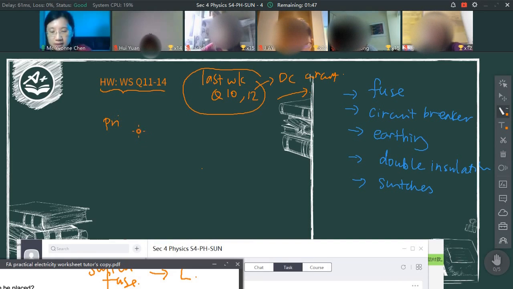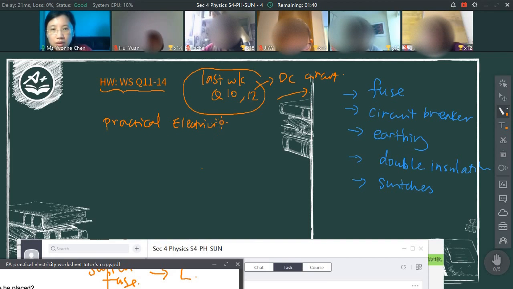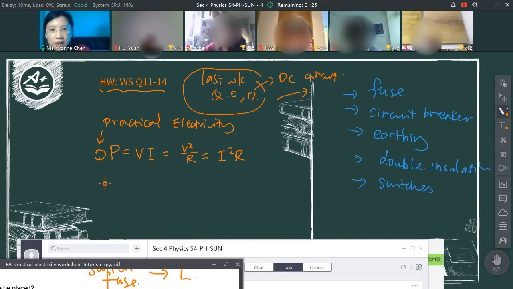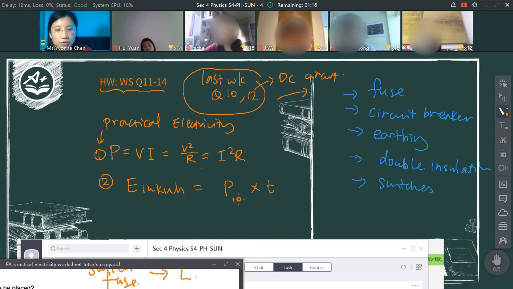For the last 2 minutes, I'm going to do a summary of the lesson today. Practical electricity. For this topic, there are very few calculation questions. Formula-wise, power equals V times I equals V squared divided by R equals I squared times R. The other formula is to find energy in kWh. So it's power multiplied by time. The power should be in kilowatts. The time should be in hours.